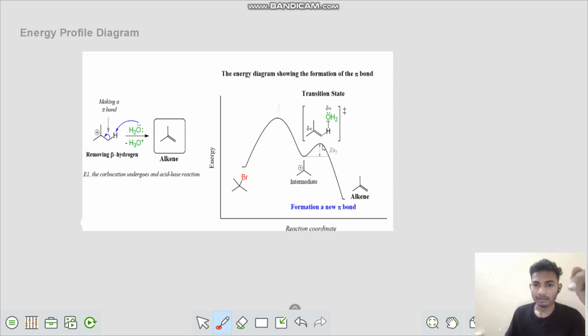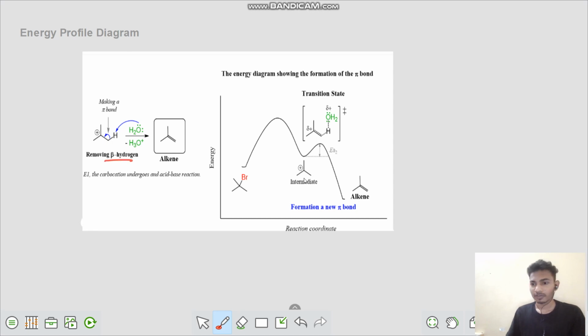And in the transition state 2, there is a proper orientation in which the proton is removed. It means the formation of the pi bond and the removal of proton is shown in the transition state 2. And finally, we get the alkene as unsaturated compound from the saturated compound. And there is a formation of the pi bond taking place. That is the reaction coordinate here. That is the energy profile.